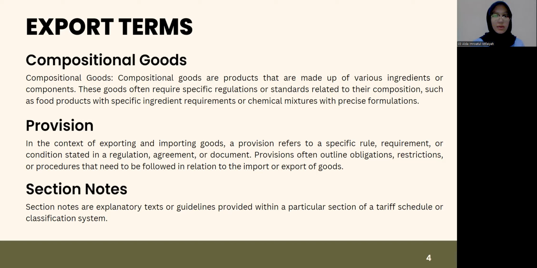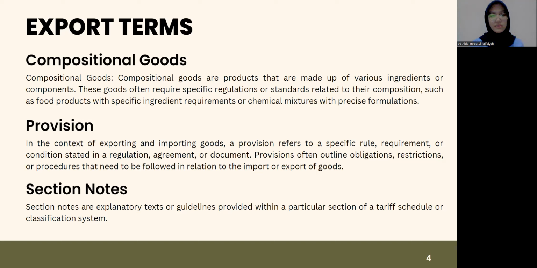And then number 8, we have provisions. It belongs to export terms as it refers to specific rules, requirements, or conditions stated in export-related regulations or agreements. In the context of exporting and importing goods, a provision refers to a specific rule, requirement, or condition stated in a regulation, agreement, or document. These provisions often outline obligations, restrictions, or procedures that need to be followed in relation to the import or export of goods.